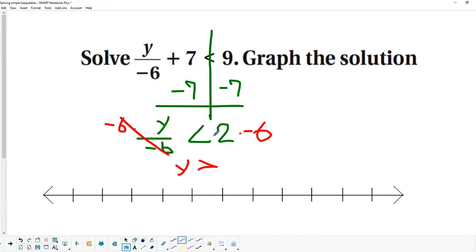Those 6's cancel, and 2 times negative 6 is negative 12. So it looks like that. So we're going to decide over here that negative 12 is over here because it's probably off over on the left side somewhere. And this says all the numbers greater than that. So we're going to have just an open circle at negative 12 with an arrow pointing to the right, just like that.